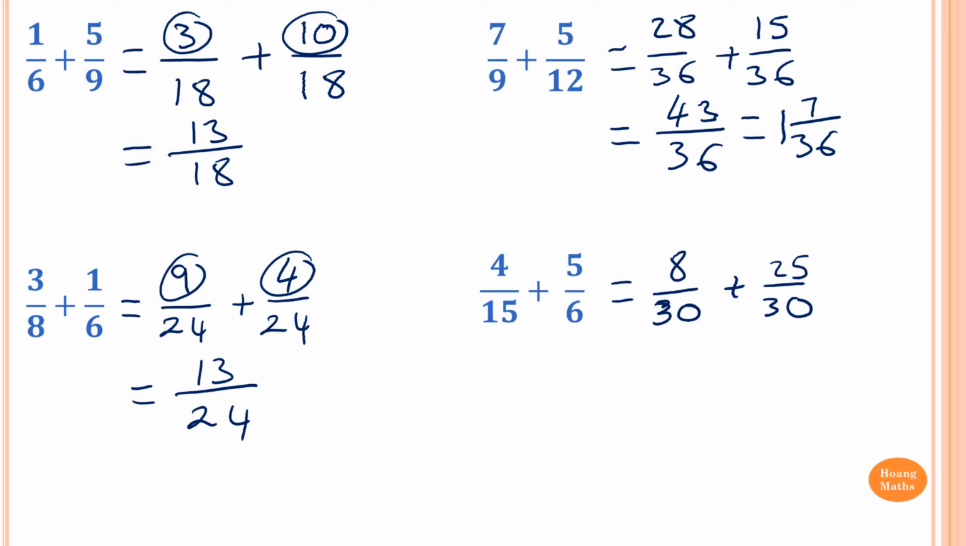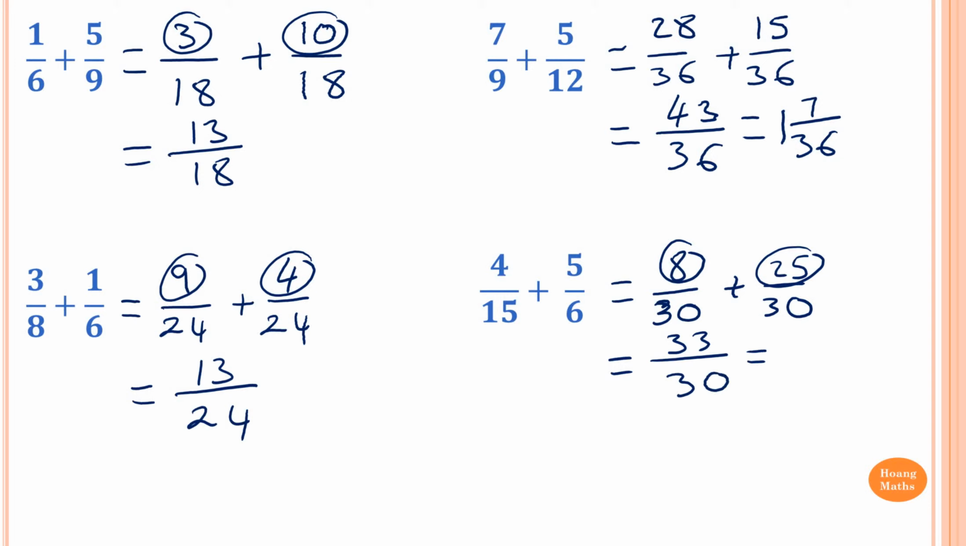There you go. So now we just add the numerators, or the top. So 25 plus 8. So 25 plus 5 is 30, another 3, so it's 33. Otherwise, you just do normal addition. So which is over 30.